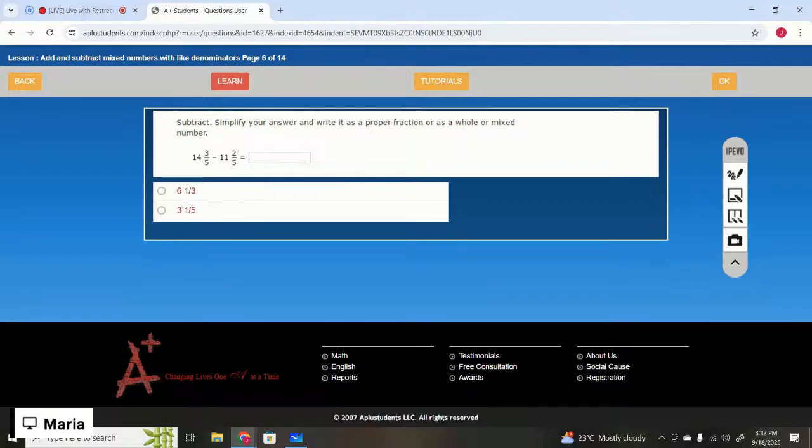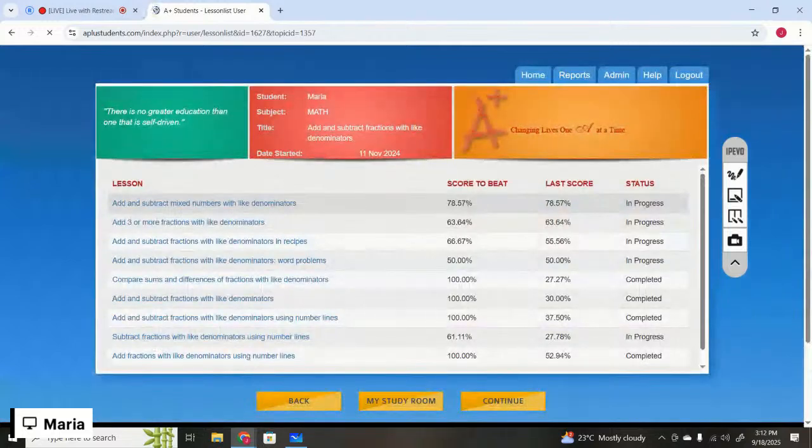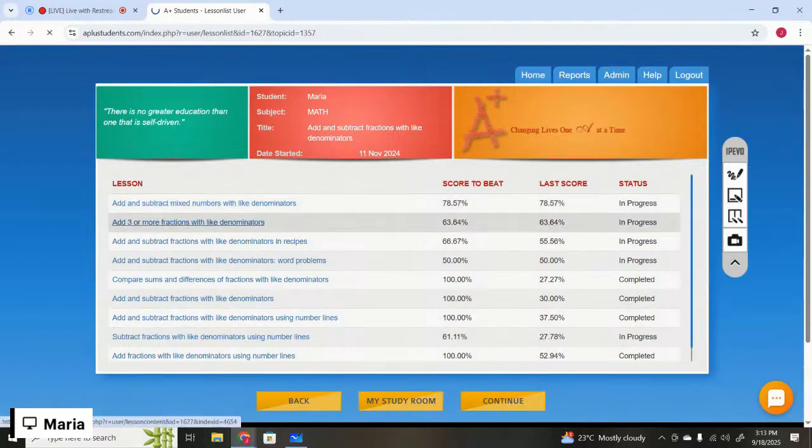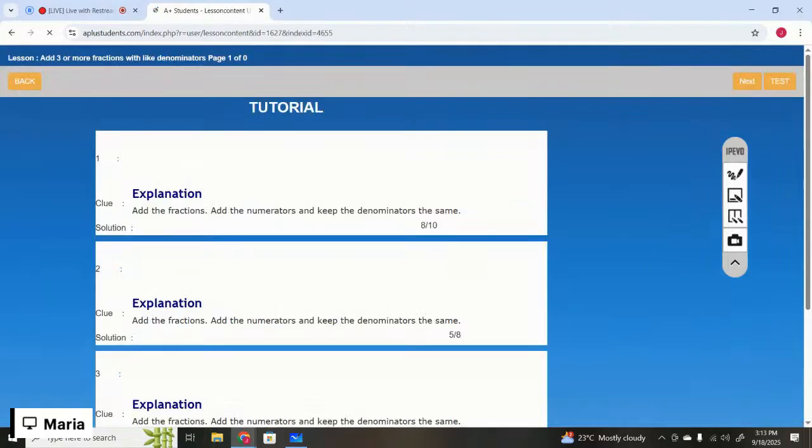Okay, you can complete the lesson by yourself later today. Let me just move on to the next lesson. Add three or more fractions with like denominators.